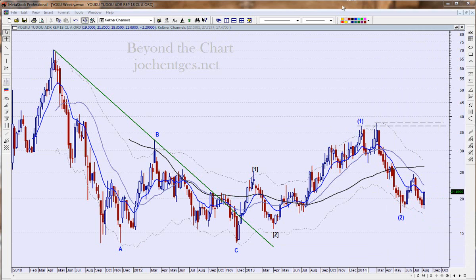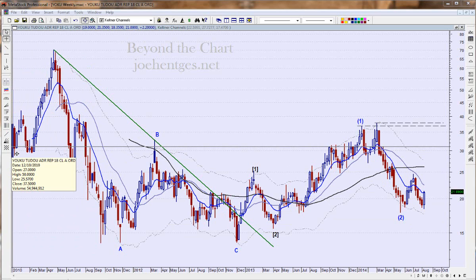We're going to take a look at the weekly chart and then the daily chart. So we're trying to do a synopsis, a snapshot, I guess is the right word, of Youku Tudou. All right, so here's all the trading. It started trading back in December 2010.